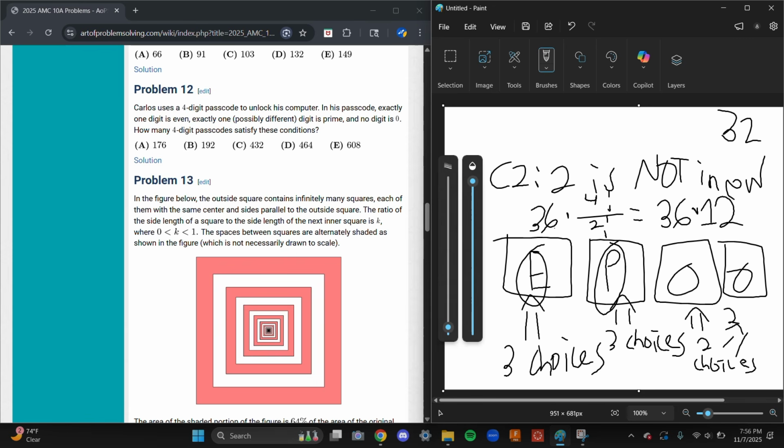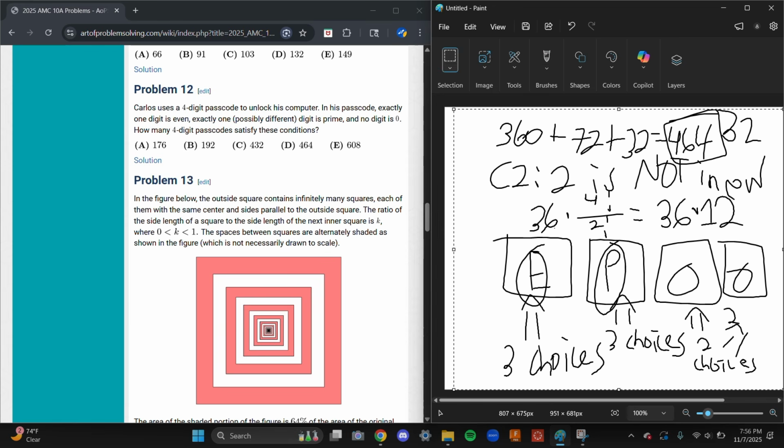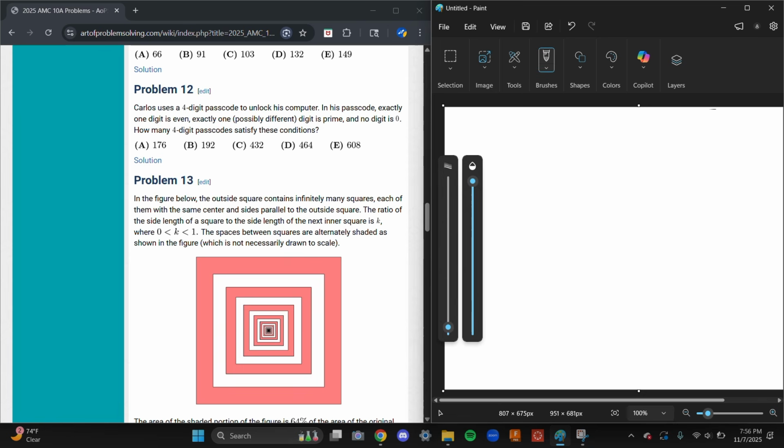So 36 times 12 plus 32. This is going to be 360 plus 72 plus 32. And that's going to give us a final answer of 464 possible codes. So the final answer for problem number 12 is going to be D, 464.